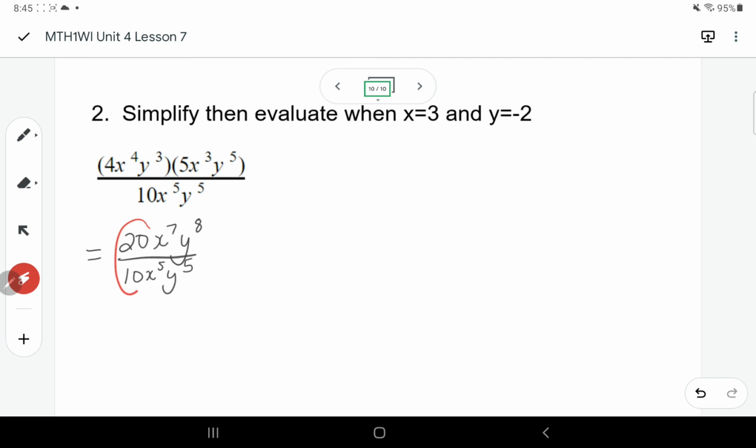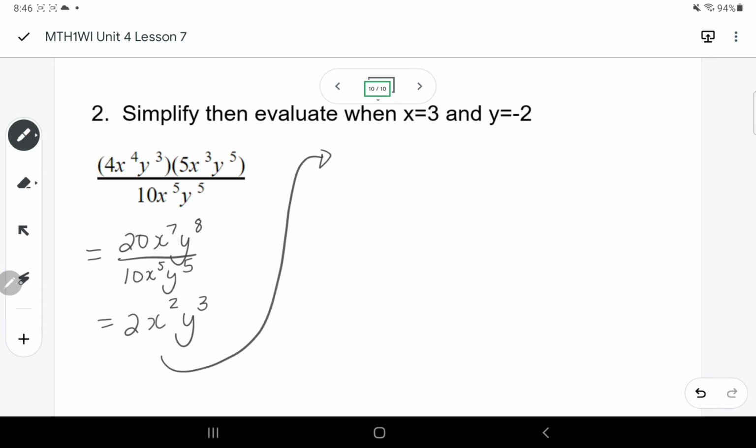Now I can divide. I'm going to divide 20 divided by 10. The coefficients are just regular numbers. Then I'm going to divide here, x to the exponent 7 divided by x to the exponent 5. Keep the base the same, subtract the exponents. 7 minus 5 is 2. And then with the y's, I'm going to keep the base the same. 8 minus 5 is 3. So now we've simplified it as much as we can. We're going to substitute in our numbers.